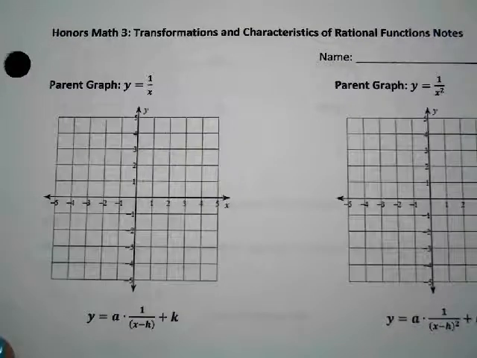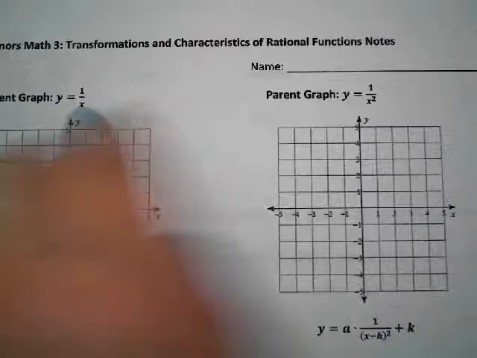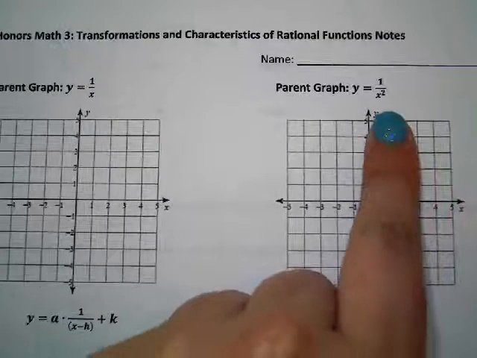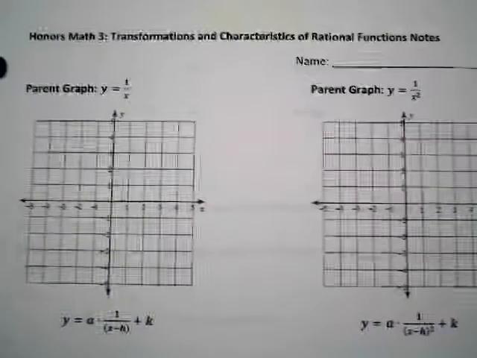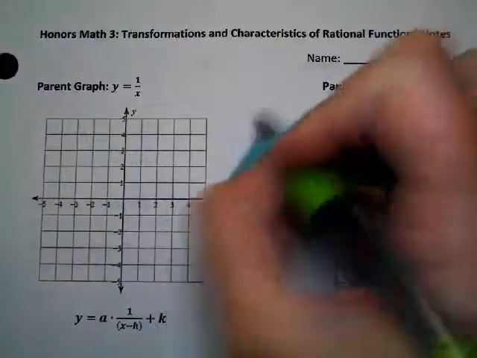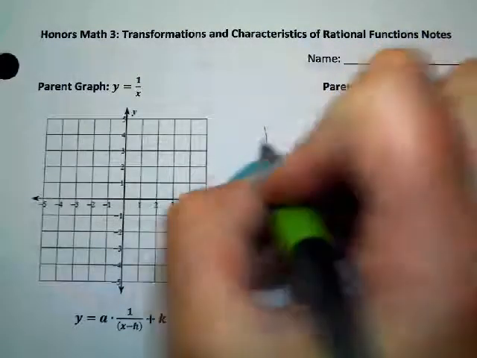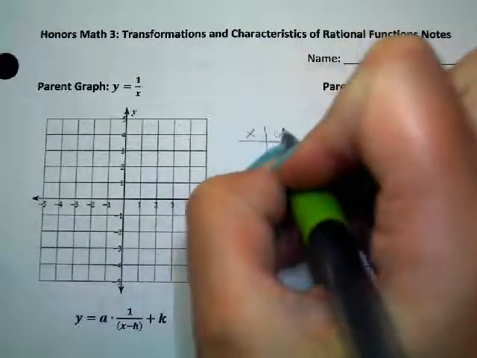All right, next in the unit, we're going to look at transformations and characteristics of rational functions. Specifically, we're going to be looking at simple rational functions, so y equals 1 over x or 1 over x squared. So for y equals 1 over x, I'm just going to make a table of values so that I can sketch a graph for it.